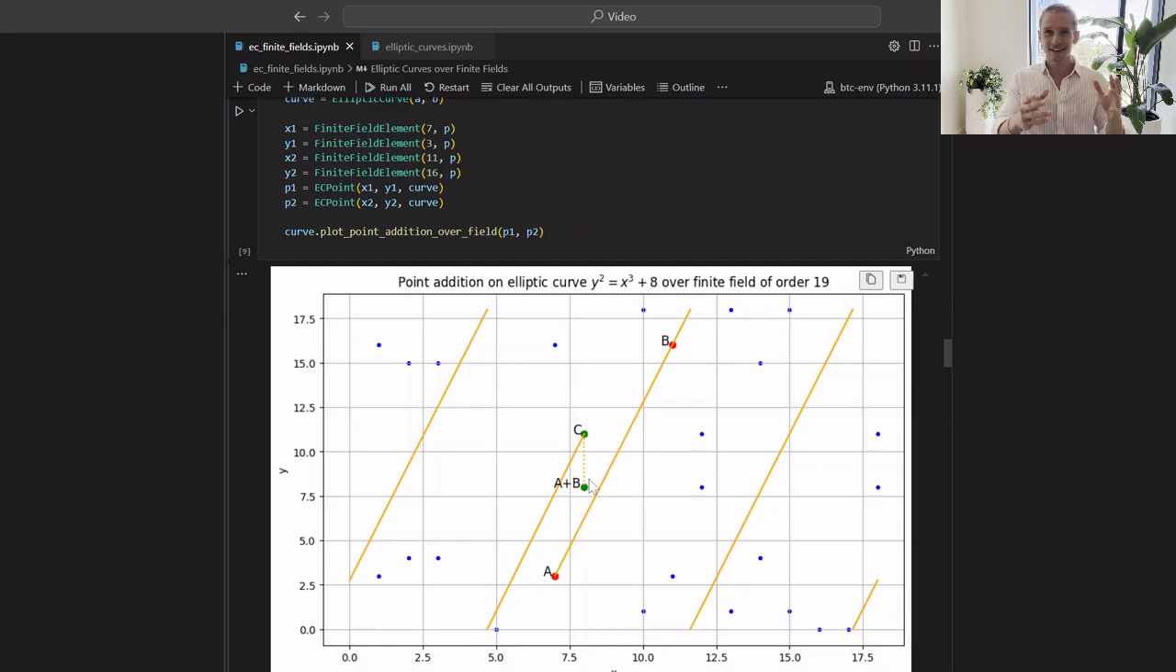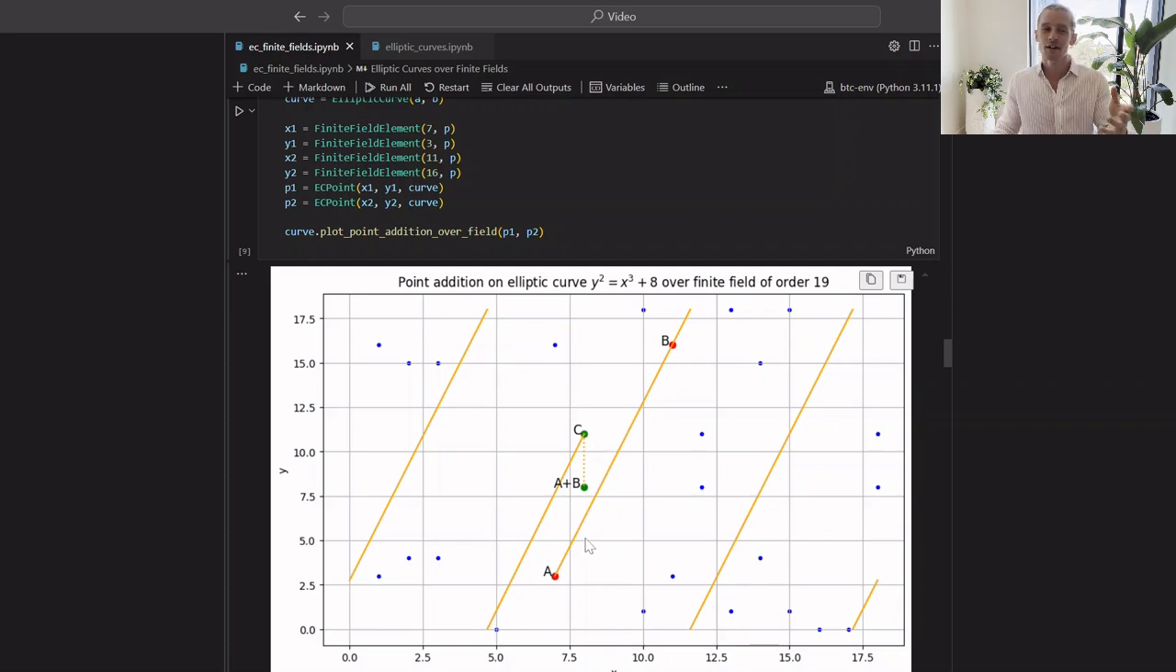So the logic and the intuition behind doing the point addition for an elliptic curve over a finite field is exactly the same as it was for the elliptic curve over real numbers. It's just a bit more abstract, but it works exactly the same, and the interesting thing is the mathematics to compute the slope of the straight line and all of that stuff still works exactly the same. We're just doing modular arithmetic here, but the logic is exactly the same.